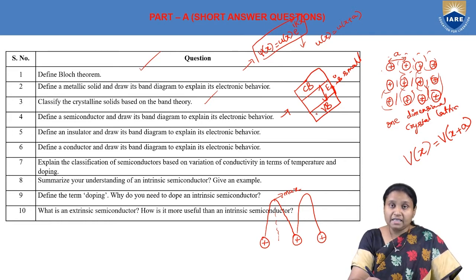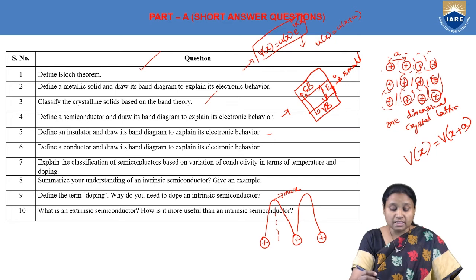And if we supply energy, then an electron in the valence band absorbs that energy and jumps across the forbidden band to the conduction band. As a result, we have a hole in the valence band and an electron generated in the conduction band. So this is about semiconductors.